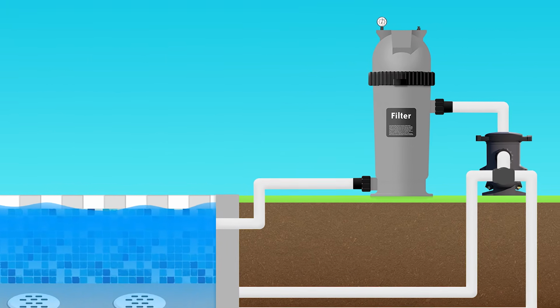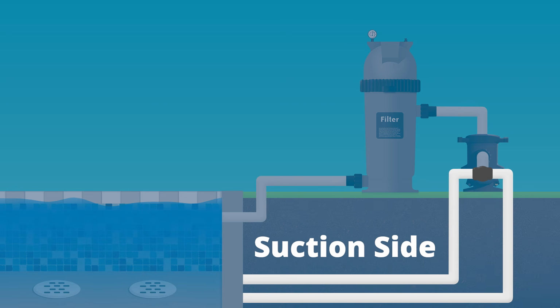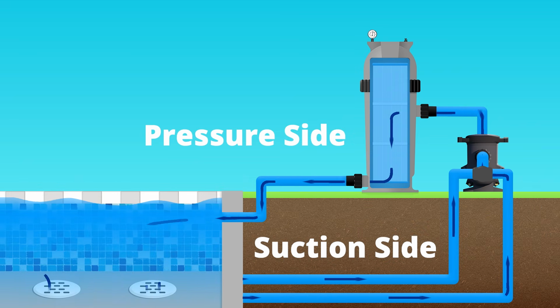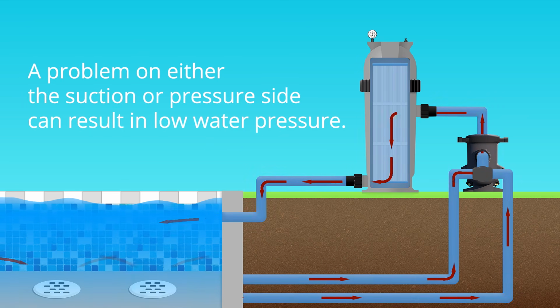To understand why your water pressure is low, you'll first need a basic understanding of how your pool operates. The plumbing system has two sides, the suction side that comes before the pump and the pressure side that comes after the pump. The pump creates a vacuum which pulls the water from the pool and pushes the water back to the pool through a filter. A problem on either the suction or the pressure side can result in low water pressure. We'll cover both suction and pressure side problems in this video. Let's start by looking at suction side problems.